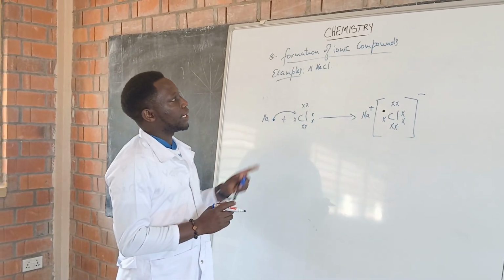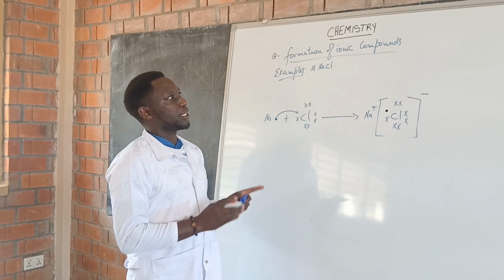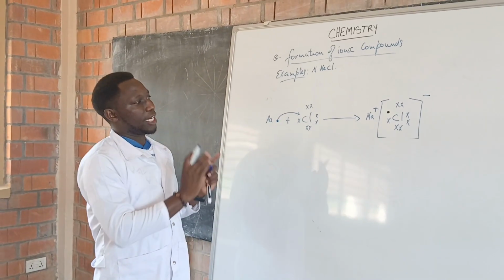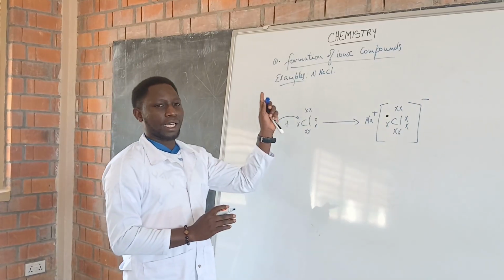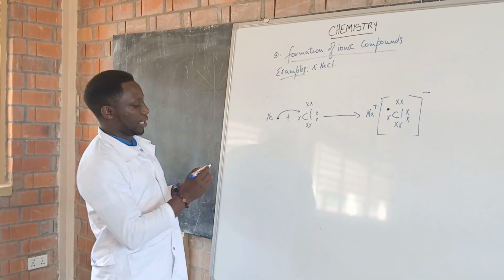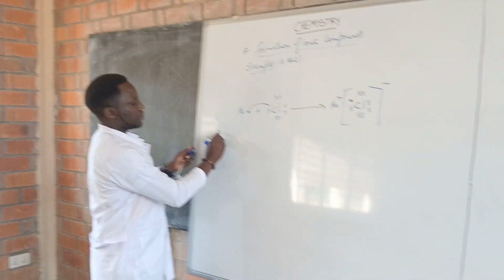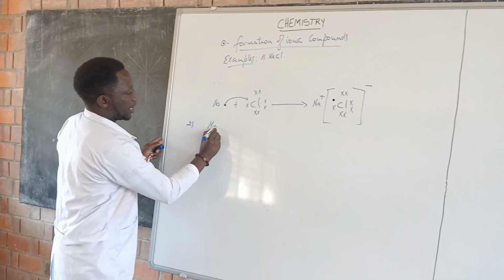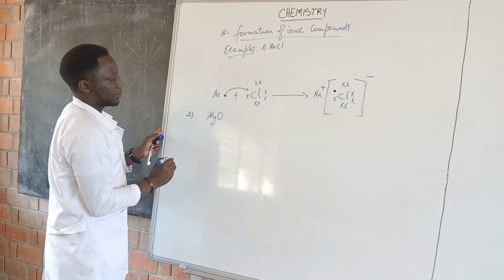Remember, as I have said, an ionic compound is really formed between different charges. It forms between cation and anion. Let's take example 2. Let's take, for example, magnesium oxide.